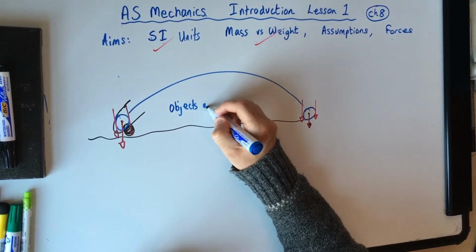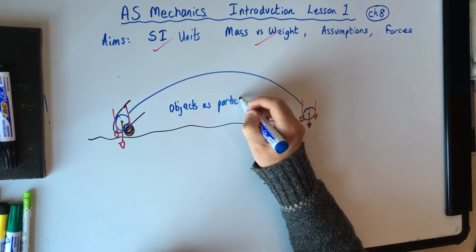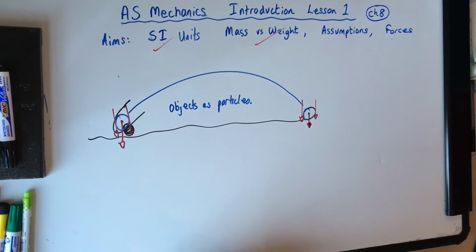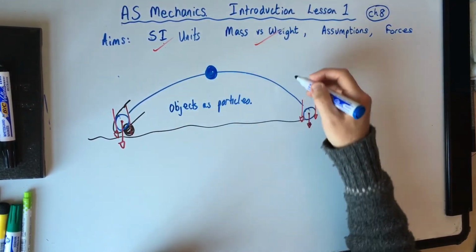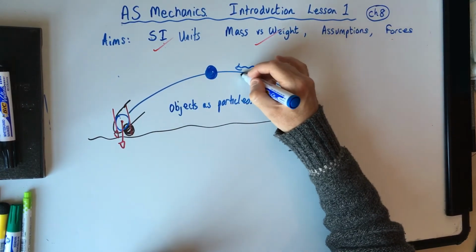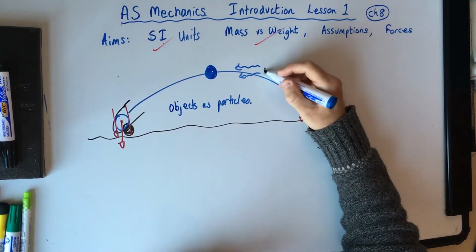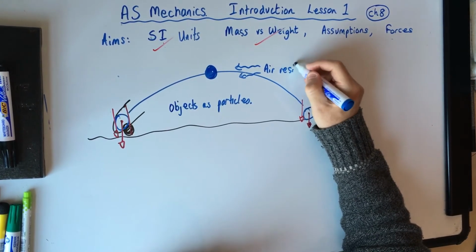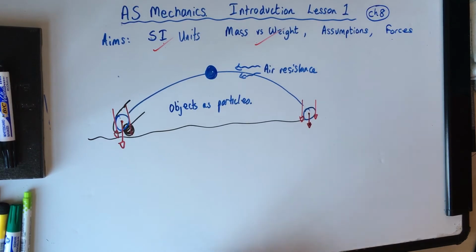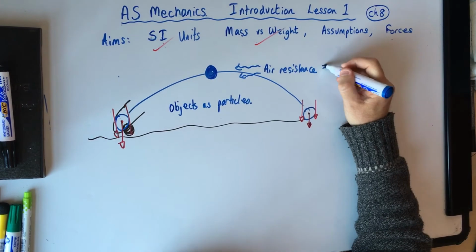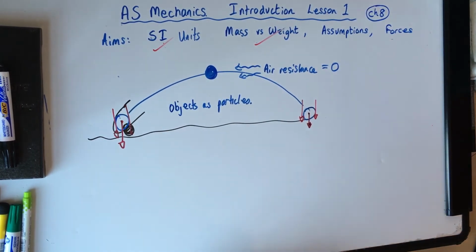Objects as particles is one assumption. Another assumption is air resistance. As that cannonball is flying, it's going to hit some air resistance, isn't it? That it's going to slow it down. As it travels through the atmosphere, in most parts we're going to put the air resistance as 0. It's not true in real life, there is air resistance, but we're going to ignore air resistance. That's another assumption that we're going to make.